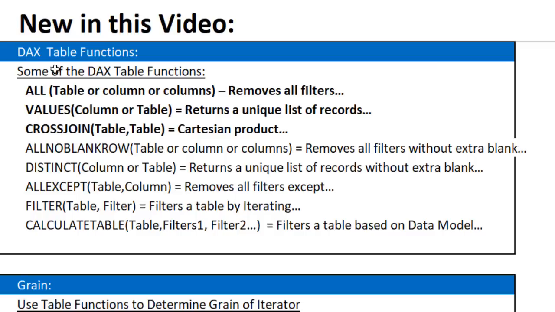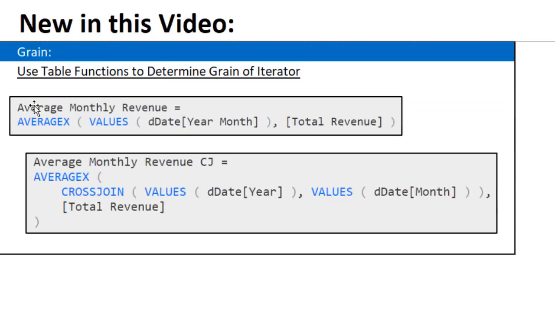And in this video, we'll see a bunch of new table functions, including talking all about all values and cross join. And sometimes we'll see that the grain we want isn't directly in a table, and so we'll have to use table functions to determine the grain of the iterator.